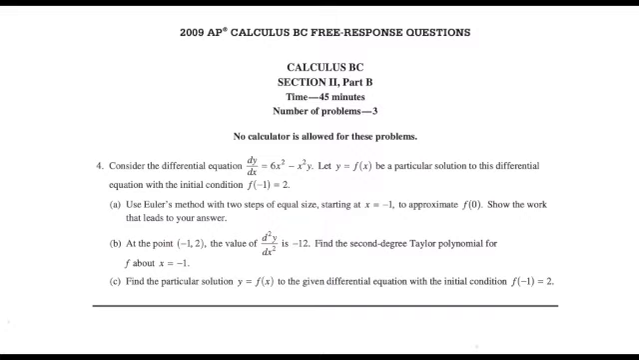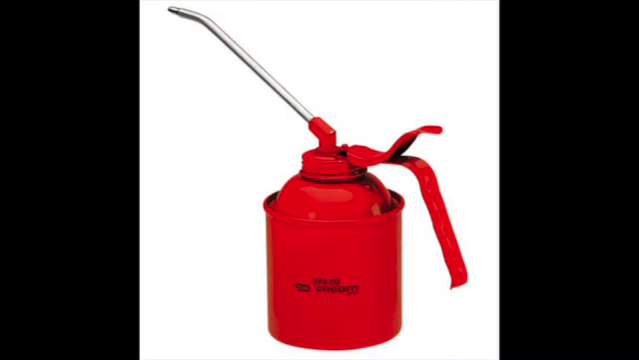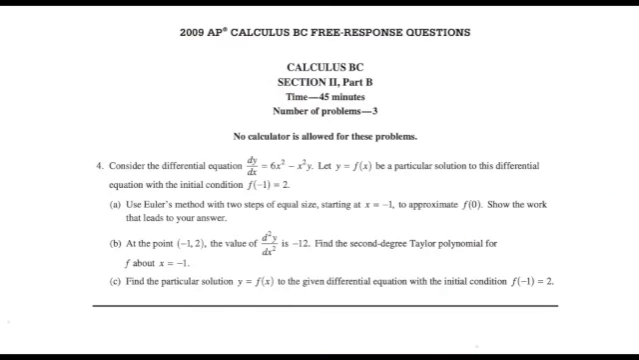Part A asks you to use Euler's method, not that Euler by the way, with two equal steps starting at x equals negative 1 to approximate f of 0.